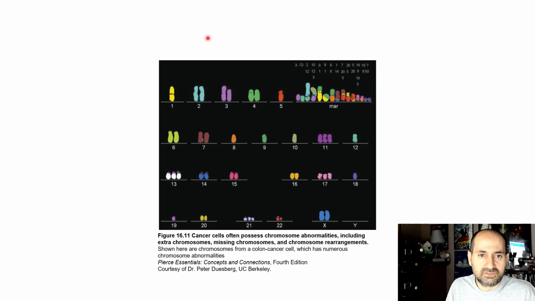So take a look at this. This is from a cancer cell. This is from a colon cancer cell from some patient. It looks like they're missing a chromosome 1. Chromosome 3, something's wrong with it because it looks like part of it's missing, so it probably translocated a tip. One of the chromosome 5 homologs is missing, and then there's, what in the world is going on here?